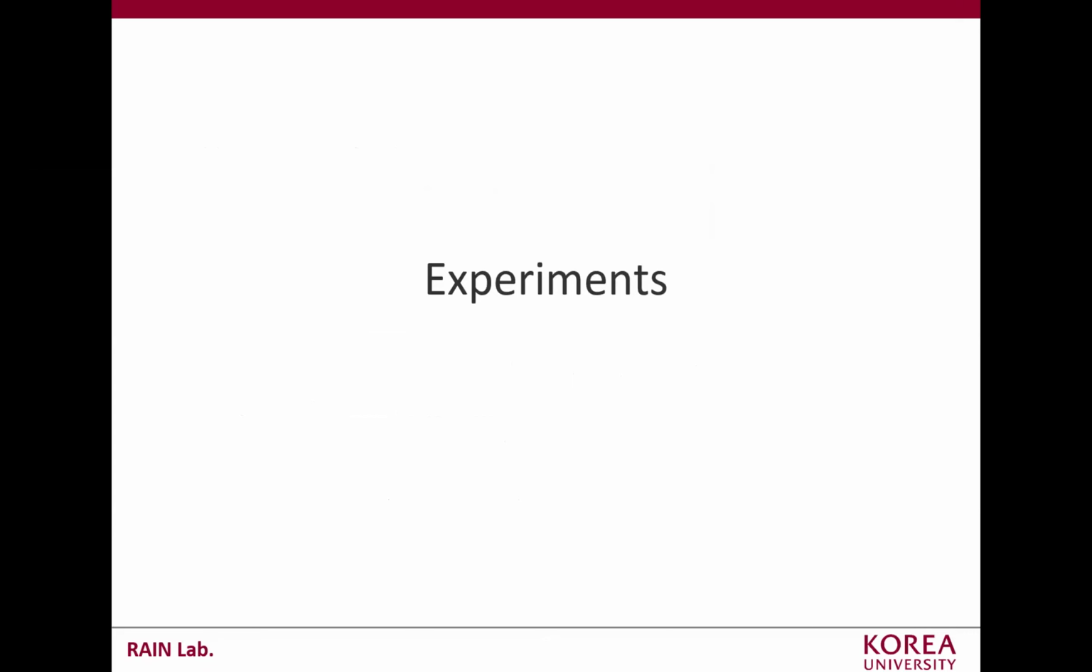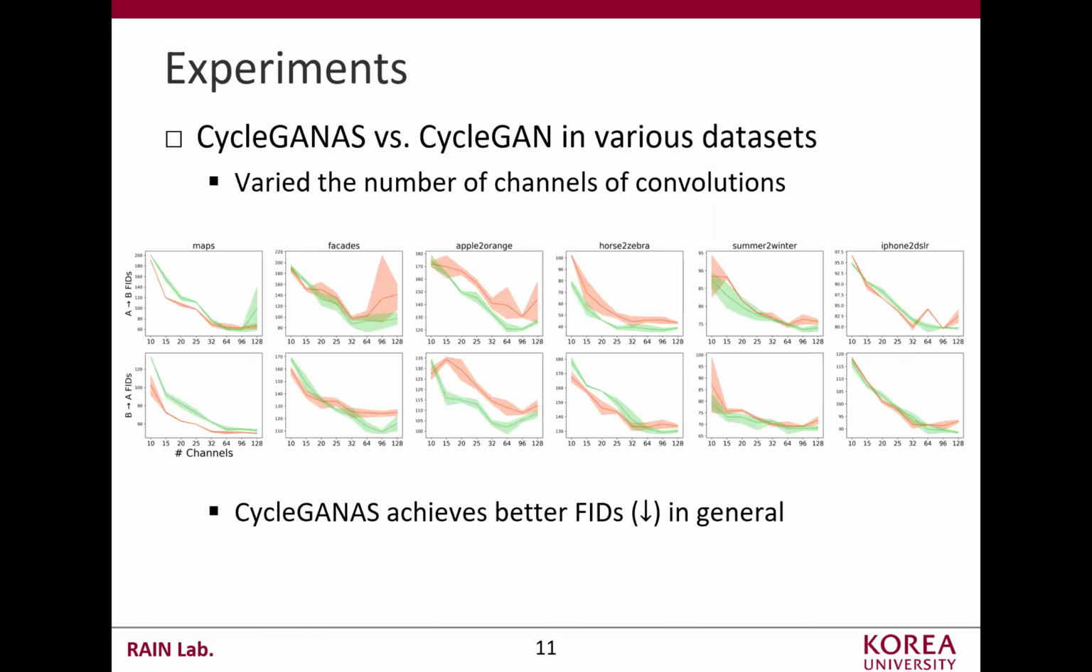So let's go on to the experiments. We compared CycleGAN-S and CycleGAN on various data sets. Basically, the original author of CycleGAN provided some 6 or 7 data sets, and we conducted NAS on those data sets and evaluated on those data sets.